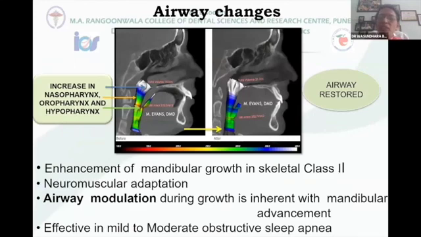So there is enhancement of mandibular growth in skeletal class 2 malocclusion. There is a neuromuscular adaptation. Airway modulation due to growth is inherent with the mandibular advancement. And it has been seen that in patients who are at risk of sleep apnea, there is a drastic improvement with functional appliance therapy.